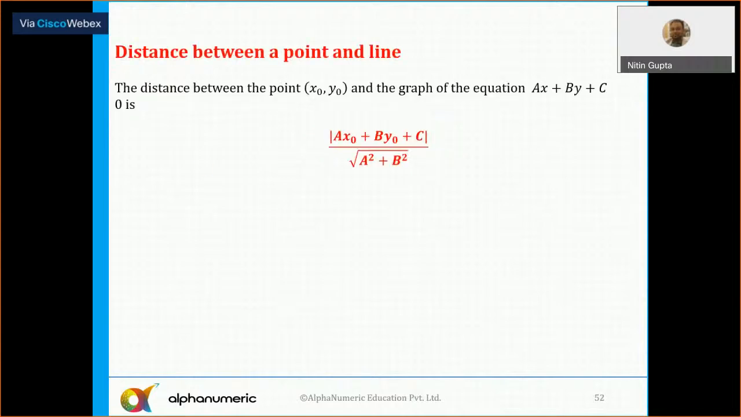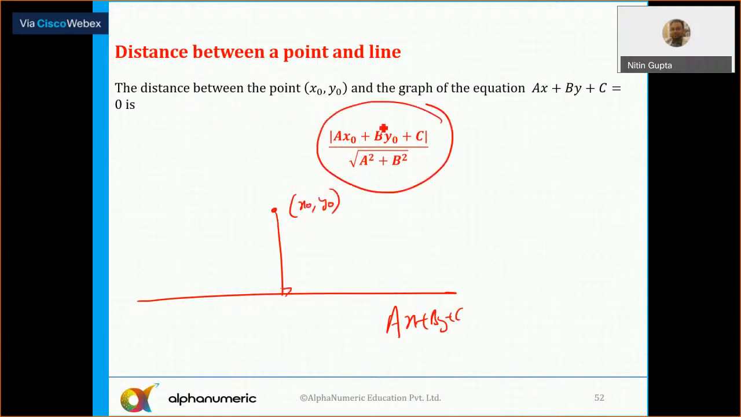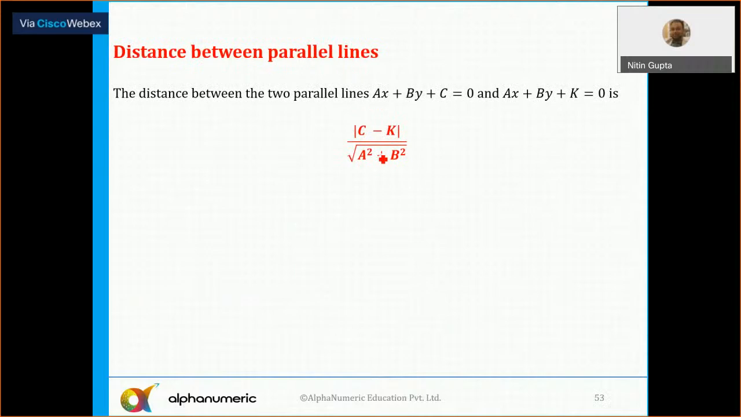Okay. Now distance between a point and a line. So if there is a line ax plus by plus c equal to 0, the distance of this line from any particular point x0, y0 you can find using this particular form: mod of ax0 plus by0 plus c upon root of a square plus b square. An important one. Distance between two parallel lines is the difference of constant terms upon root of a square plus b square. That is the distance between the two parallel lines.